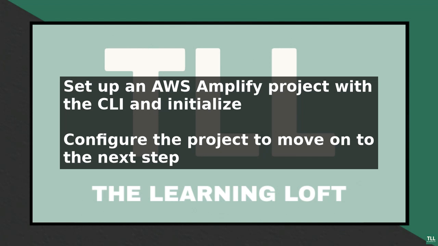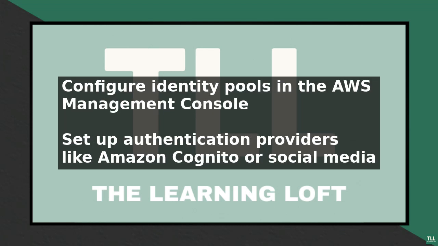Step 4 is to integrate your identity pool with your application. This involves installing the AWS Amplify library and importing it into your application code. You will then need to use the library to authenticate users and obtain temporary AWS credentials.